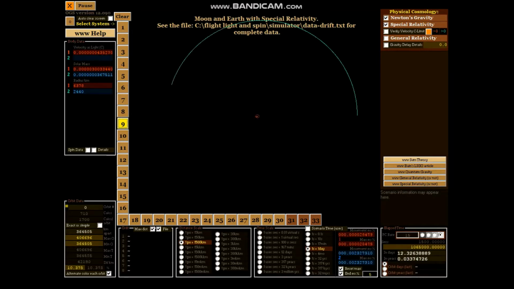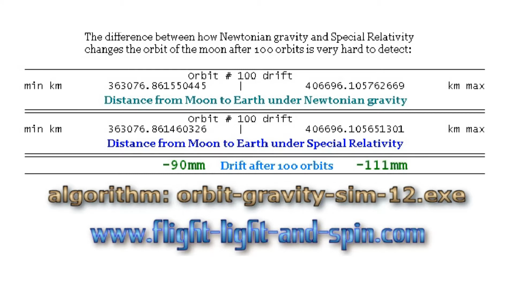Notice the button that goes orange in the top right where it says Verify Velocity C Limit. This allows the user to verify that the math within the algorithm is according to Einstein's formula from special relativity. This graph shows that special relativity spirals the Moon inward at 1 millimeter per orbit, whereas earlier we saw that general relativity caused a 400 meter outward spiral per orbit. They do not balance each other out by a difference which is 400,000 times greater.